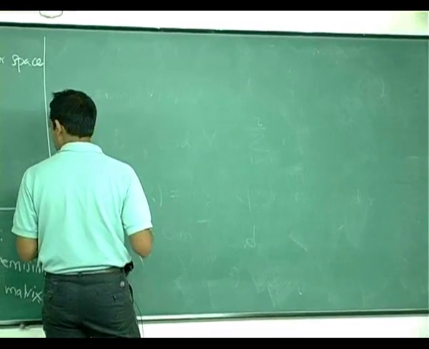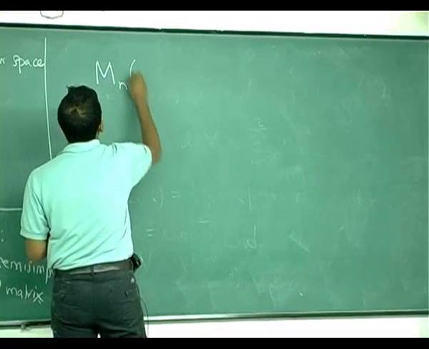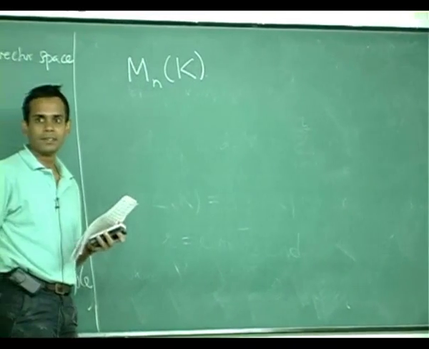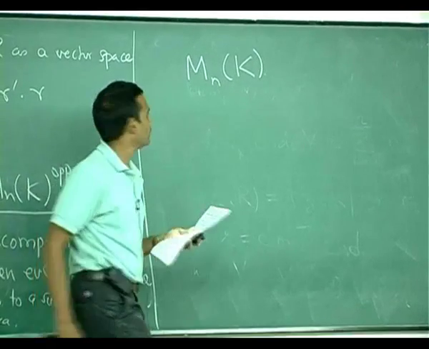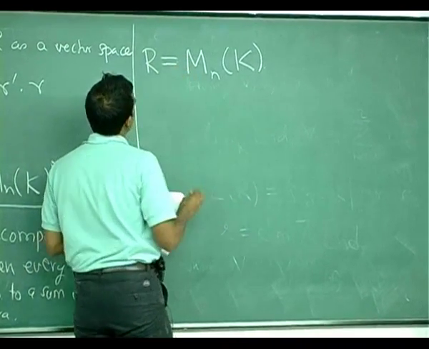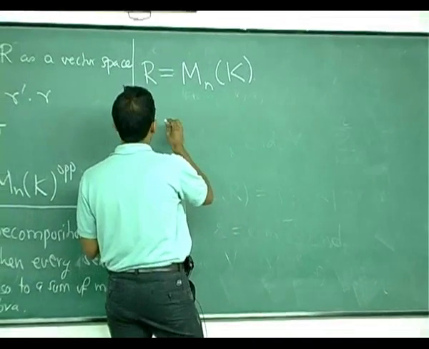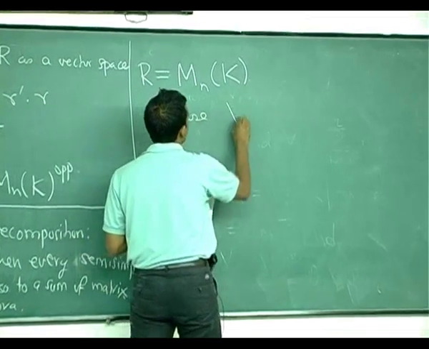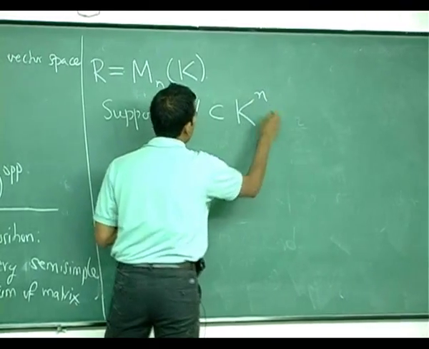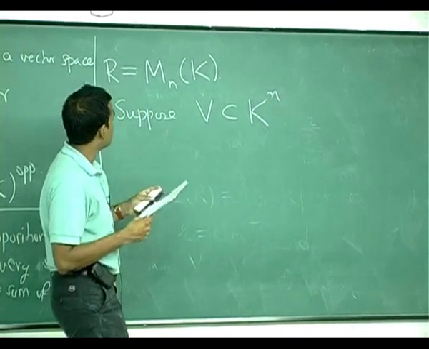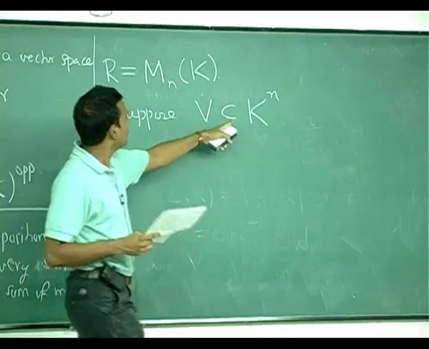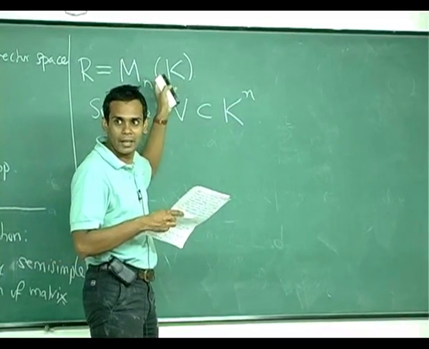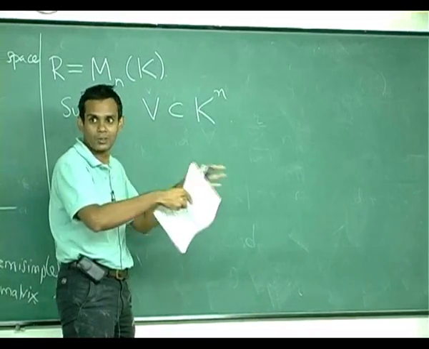Okay, let's look at the simplest matrix algebra. Suppose we have just M_n(K). Let's try to understand its simple modules. So let's take this to be our R. Suppose V is a subspace of K^n, the n-dimensional vector space over K. This is itself an R module, in fact. You can think of this as column vectors and this algebra acting by left multiplication of a matrix on a column vector.